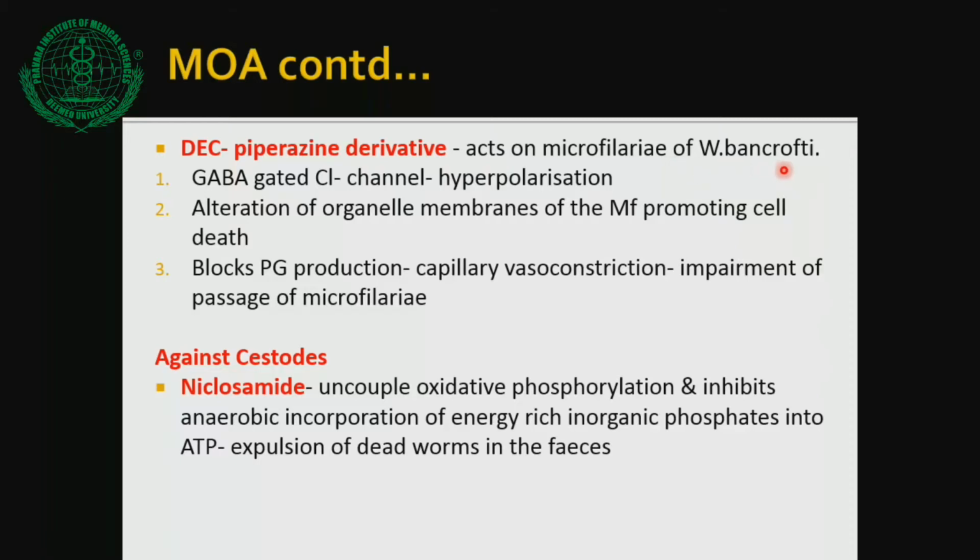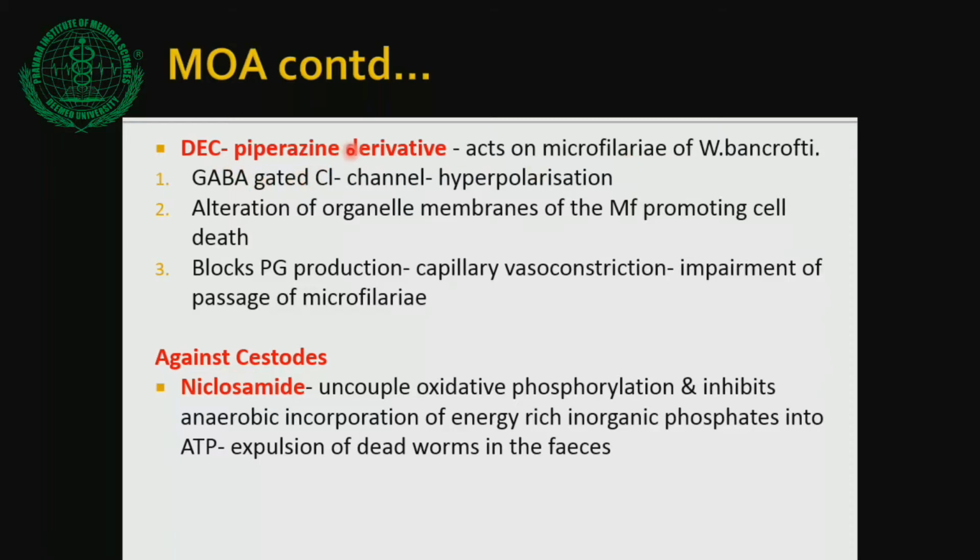Now the Wuchereria bancrofti has two forms, that is microfilariae and adult worms. So it is specifically active on microfilariae and very slowly active on adult worms. Okay, that is called macrofilariae. Micro and macrofilariae. There are three actions of DEC.